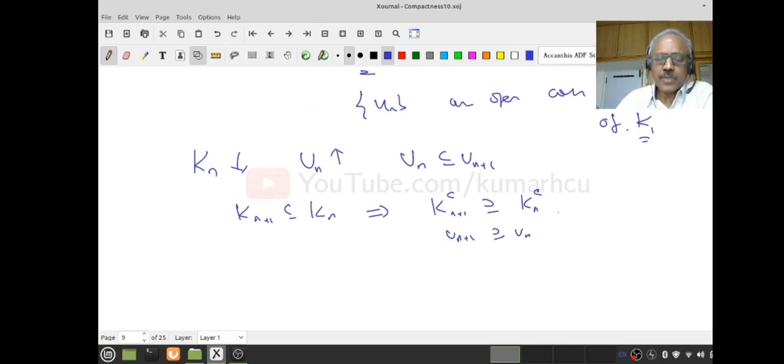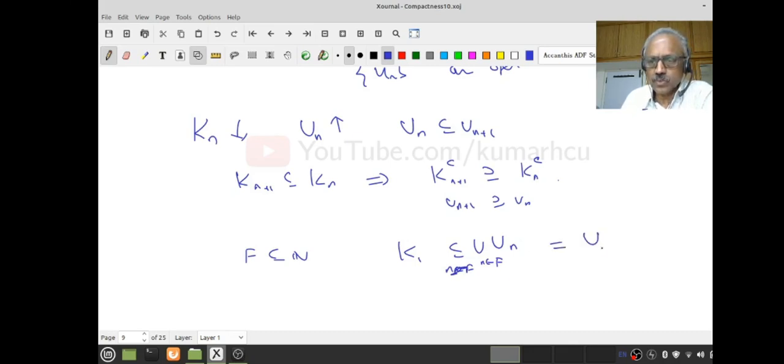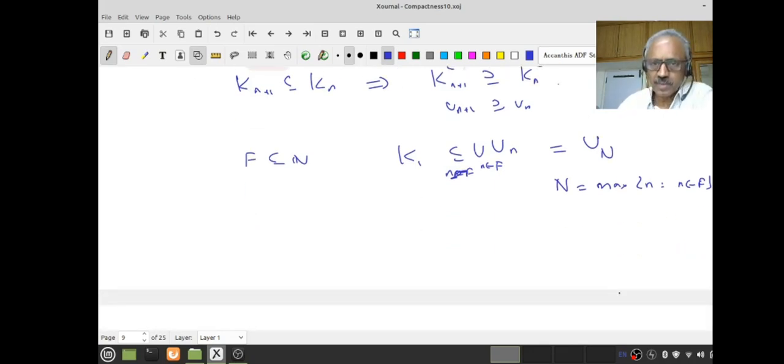So since K1 is compact, what do I know? We had already seen this kind of argument. There is a finite subset F of N so that my K1 is contained in the union of Un as n varies over F. But since these are all increasing, this is equal to some UN, where N is the maximum of n in F. It is a finite set, therefore the maximum exists, right? Have you understood? Okay, right. Now let's look at K1. Therefore K1 is contained in UN, but that is X minus KN.